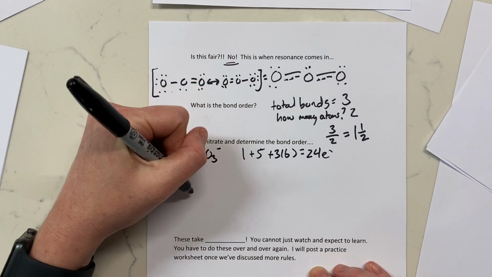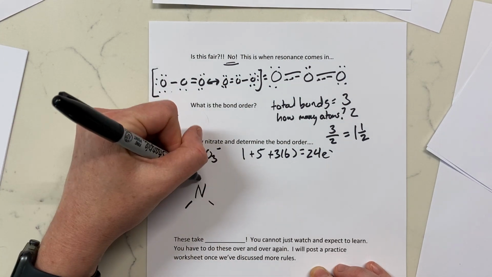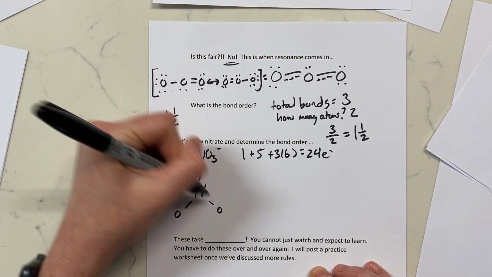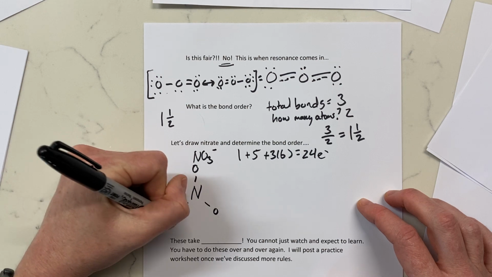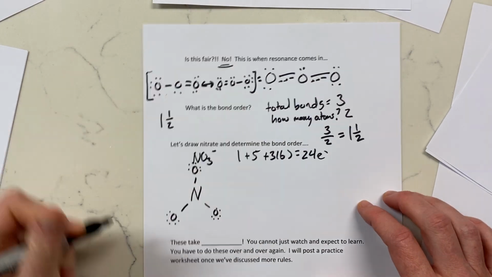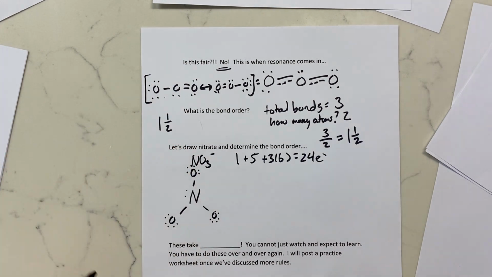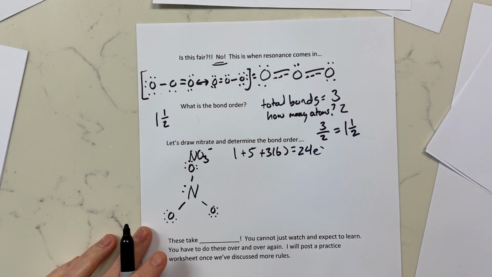Let's go ahead and draw it. Here we have nitrogen. We're gonna put that in the center. It's the least electronegative. We'll draw the oxygens around it. Let's fill in octets. 1, 2, 3, 4, 5, 6. 1, 2, 3, 4, 5, 6. 1, 2, 3, 4, 5, 6 now. And then 2 on the nitrogen, because nitrogen only had 2, 4, 6, so it needed 2 more to get 8.